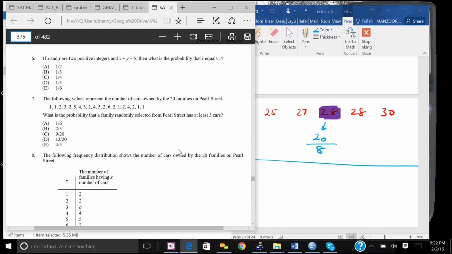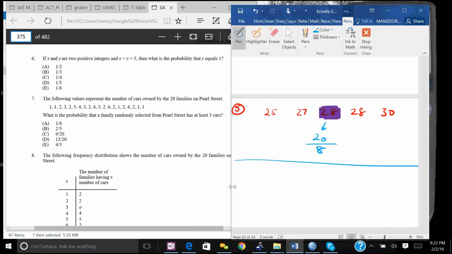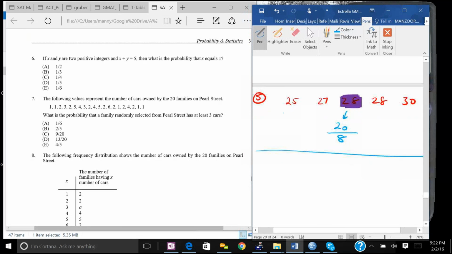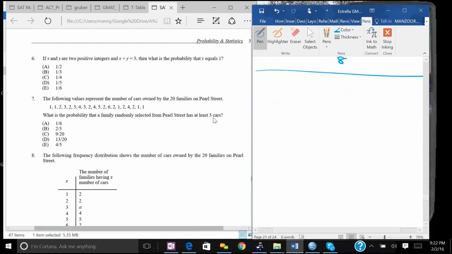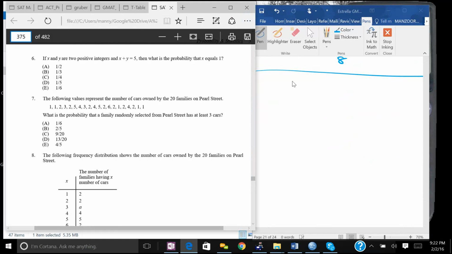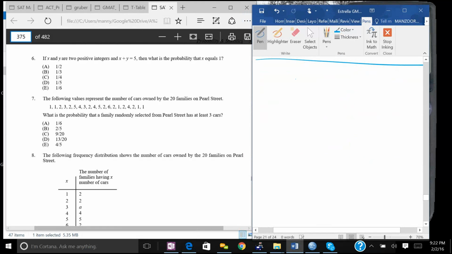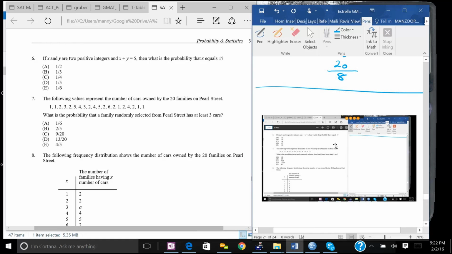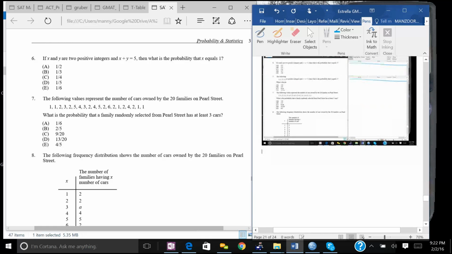Okay. How about 6? X and Y are 2 positive integers. X plus Y equals 5. Then what is the probability that X equals 1?